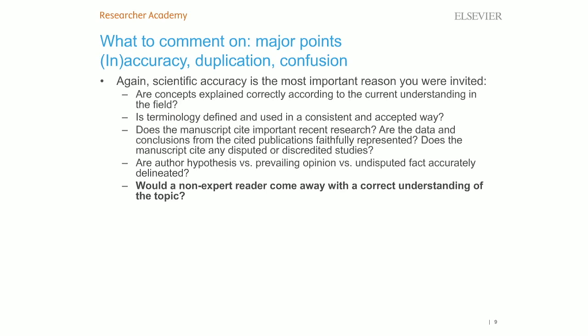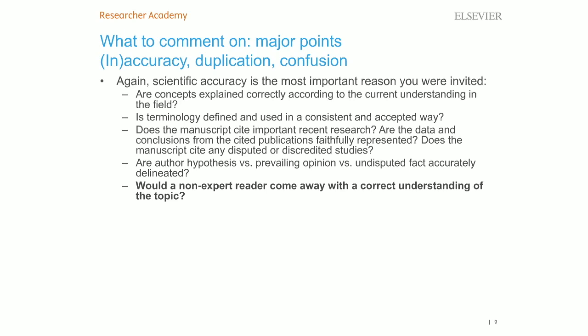Does the manuscript cite anything that has been disputed, discredited, even retracted? I actually had this happen to me a couple of years ago where the authors of a review manuscript cited a study that they were not aware had been retracted because the results couldn't be replicated, and one of the reviewers caught this because they're closer to the literature than I am.